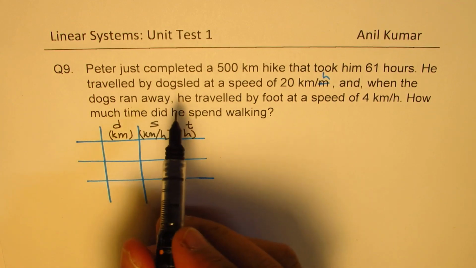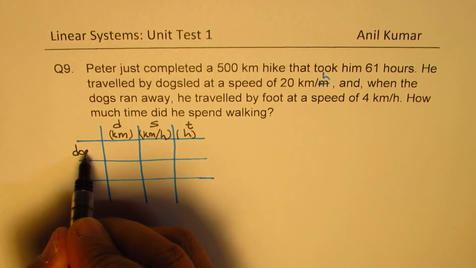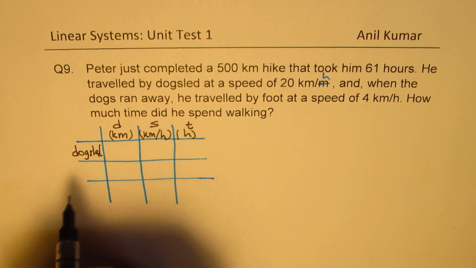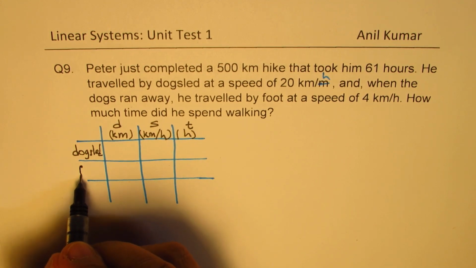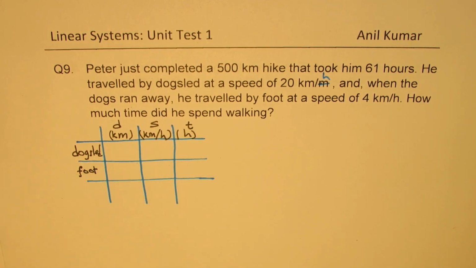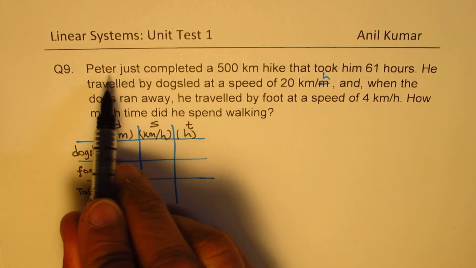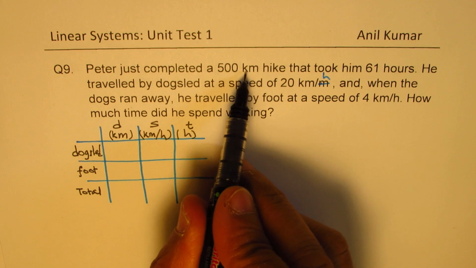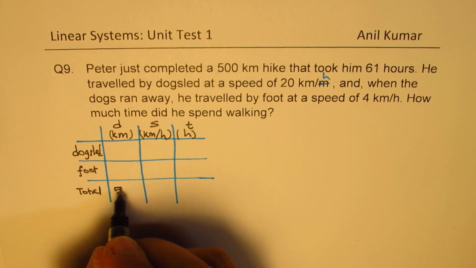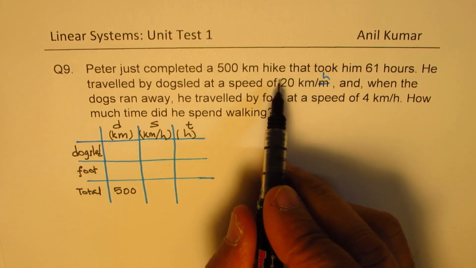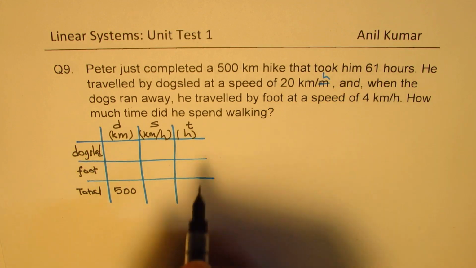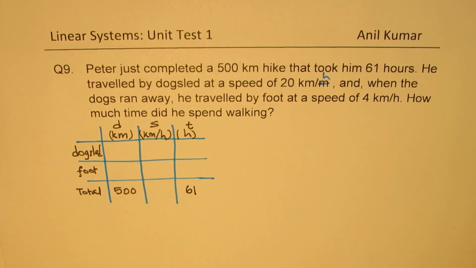Now, in this case, it is by dog sled and by foot. Two ways. And this is kind of total distance, right? So, Peter just completed 500 kilometers. So, that is the total distance. Is that clear to you? That took him 61 hours. Total time is 61 hours.